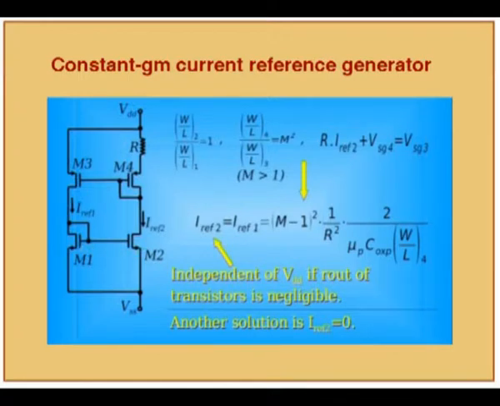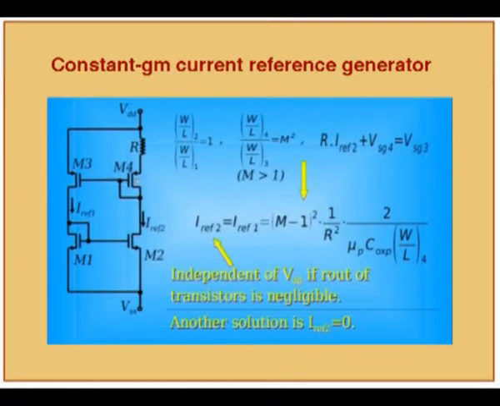Because the aspect ratios of these two transistors are the same, M1 and M2 have the same aspect ratio. They have the same current, right? They have the same VGS. And to have the same current through M3 and M4, we should look at the relation between VSG4 and VSG3. VSG4 is less than VSG3, but both of them should conduct the same current, right?